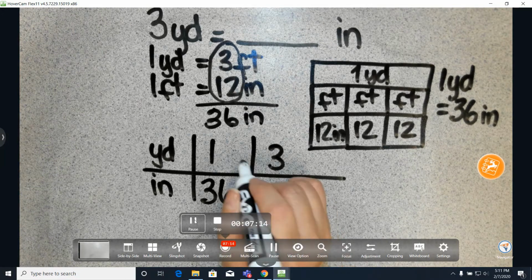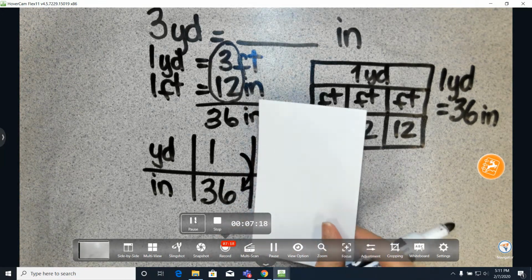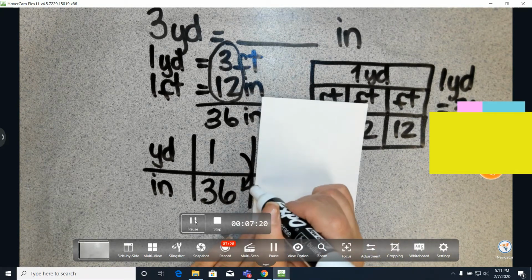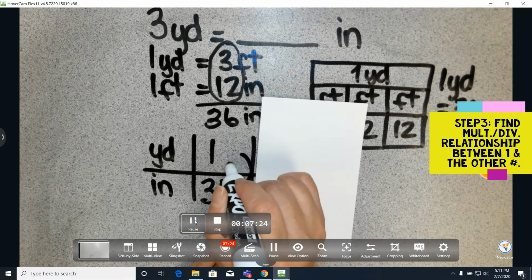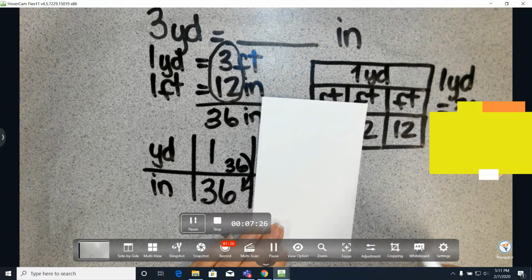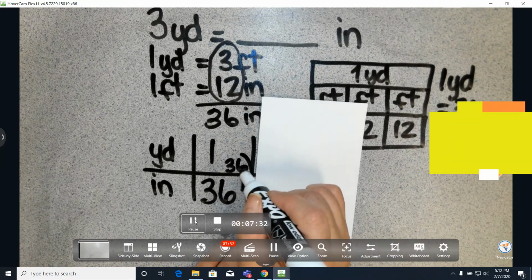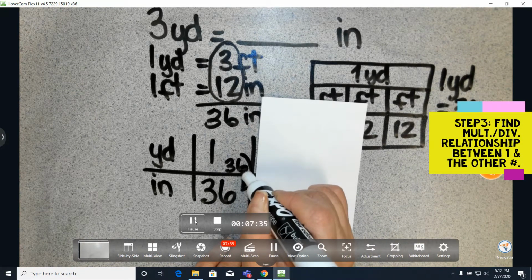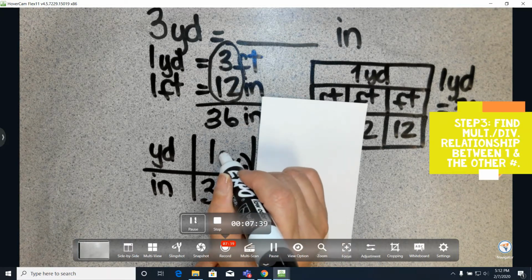Now I have to look at relationships, so I'm going to go this way now. Okay? So remember I said it's always about the other number, not about the 1. So we know we have to do something to 36. It's only multiplying or dividing. When you put this 36 in there, now it eliminates your choices to only having to think of whether or not you're dividing or multiplying.